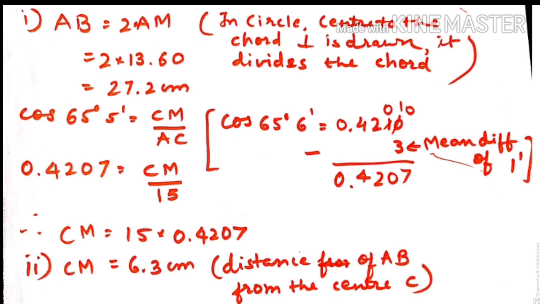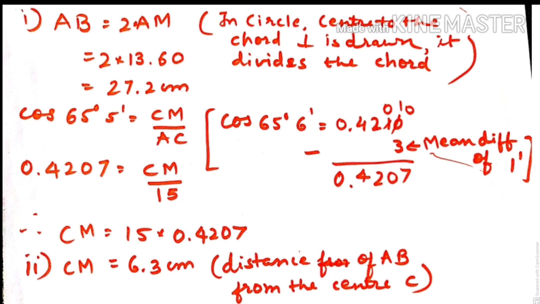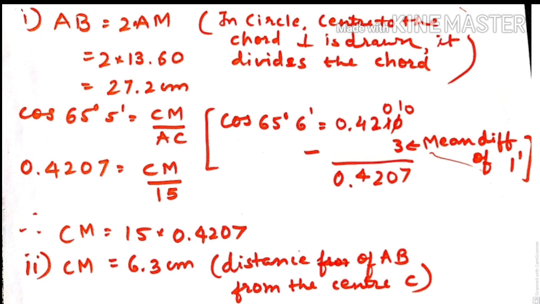Now we want the distance of AB from the center C. The distance from AB to C is CM, which we have drawn as the perpendicular, that is the distance CM we want to find out now. For that we will take cos 65 degrees 5 minutes in our triangle ACM. Cos means adjacent upon hypotenuse. Adjacent to 65 degrees 5 minutes is CM, upon hypotenuse AC.